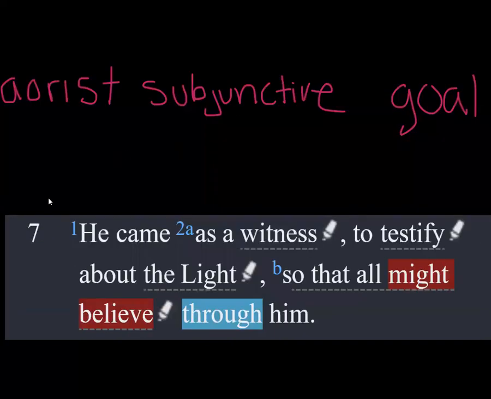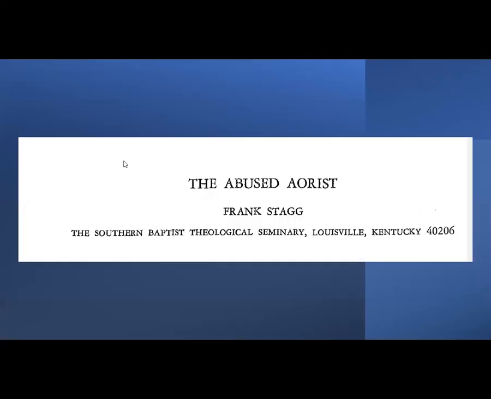So he brings up this passage from John 1:7, I think it is. He came as a witness to testify about the light, so that all might believe through him. Now, this is an aorist subjunctive indicating the goal of things. Now, if this argument about continual belief was so correct, then why doesn't this passage right here use the present tense? Why is it using the aorist?